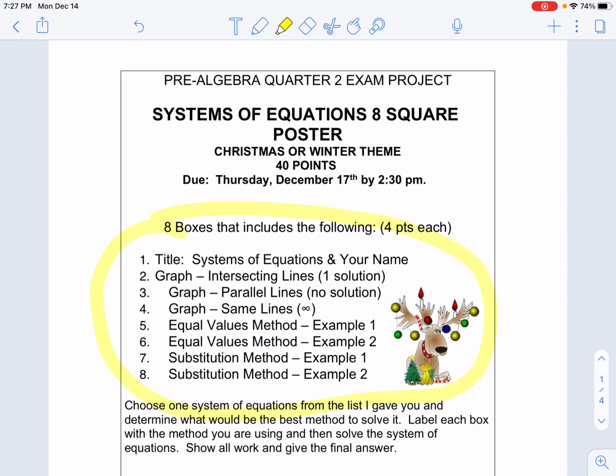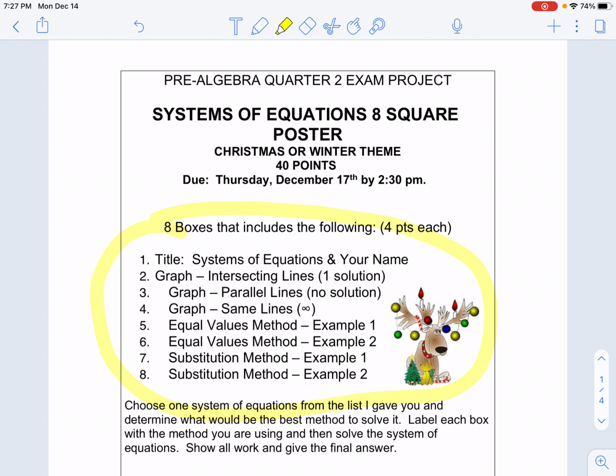So the first box will be your title box. Just write in there Systems of Equations and your name, okay? Now, the rest of the boxes will include a representation of each system of equations that's going to be on the next page. So the other 3 boxes on the front will each have a graph.